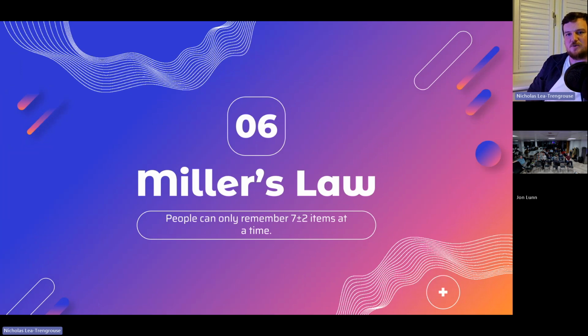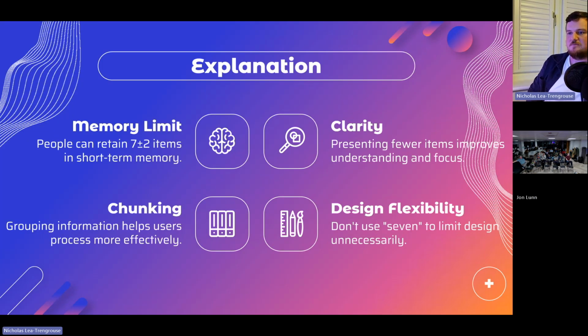The last law that we're going to talk about is Miller's law. Miller's law is about how people can only really remember 7 plus or minus 2 items at any one time. To expand on that, humans can retain about 7 plus or minus 2 items at once in their short-term memory. So overloading users with more than that can overwhelm them and ultimately reduce their overall effectiveness.